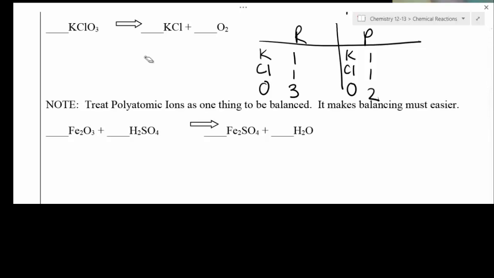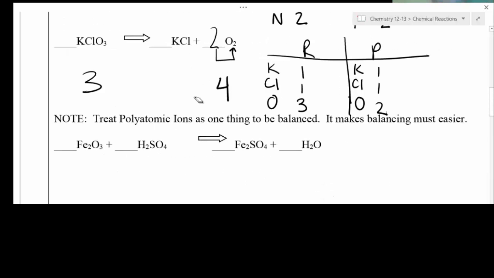This one's tricky because it's not like we can just add one. We want to add more oxygens to this side because we have 3 oxygens here and 2 oxygens here. But guess what happens if I put a 2 here? That doesn't give me 3 oxygens. It actually gives me 4 oxygens. So that means I'm still not balanced, right? I'm going to change that to a 4.